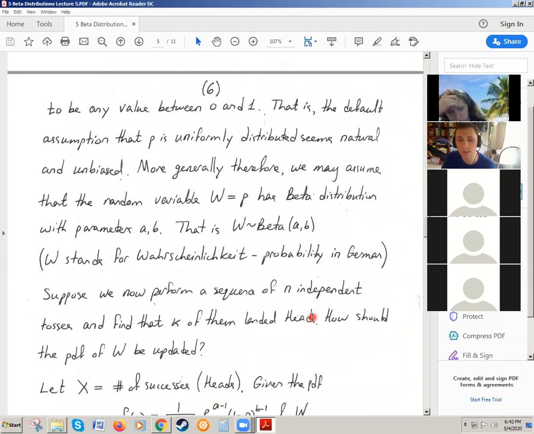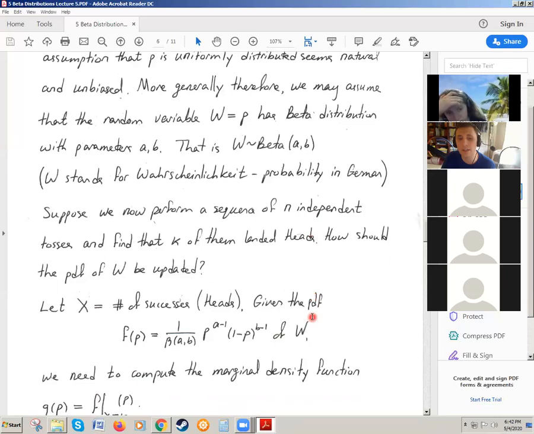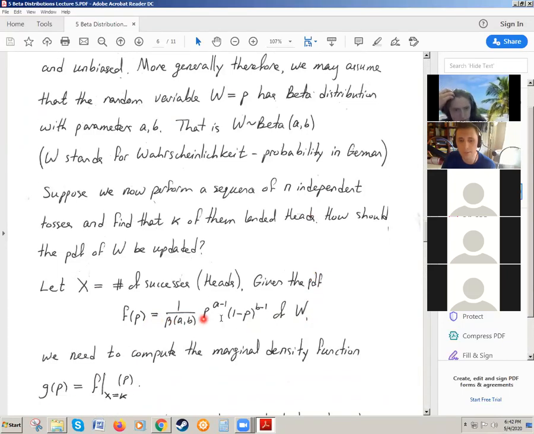So this is then the initial distribution of W. It's the beta distribution: 1 over B(a, b) times p to the a minus 1, times 1 minus p to the b minus 1. This is what we integrate. This is just a constant of integration. This is the more important part here, the initial assumption on how likely the coin is to land on heads. And let's suppose that X is the number of successes, or heads, that we obtain.